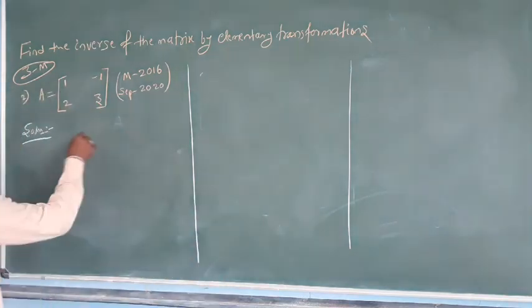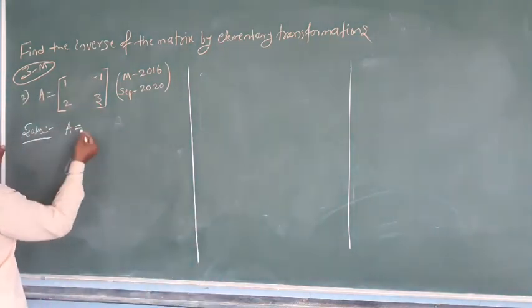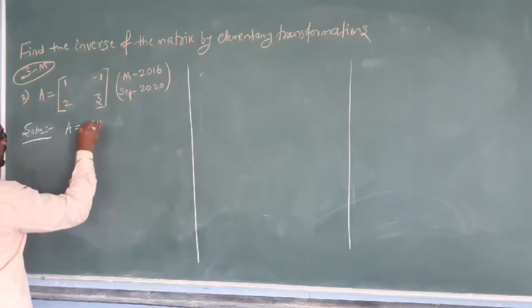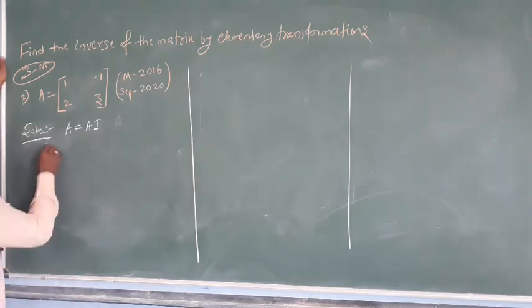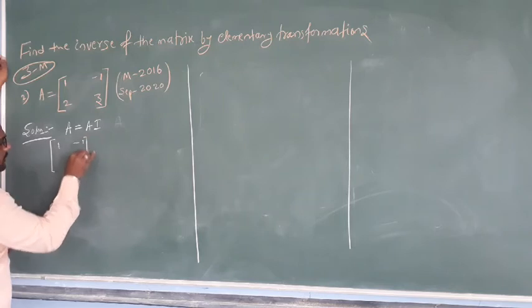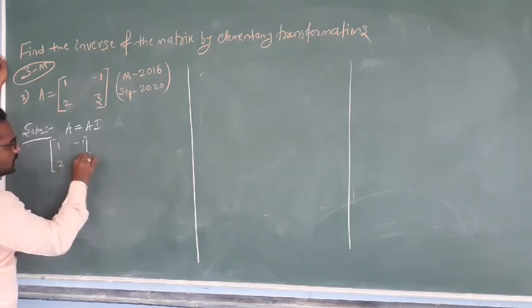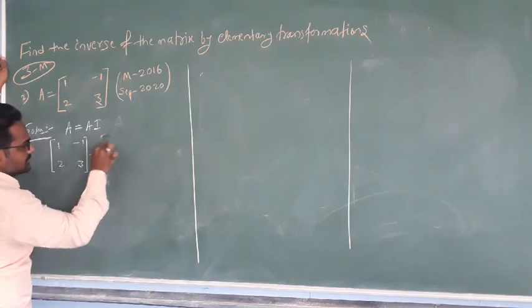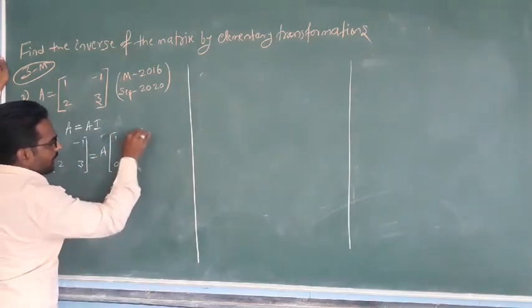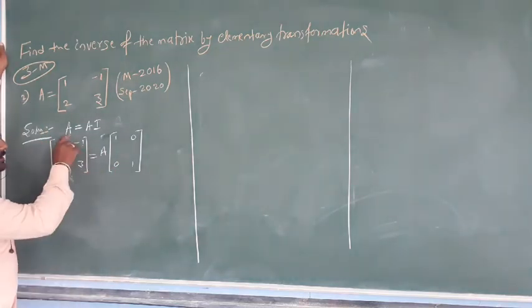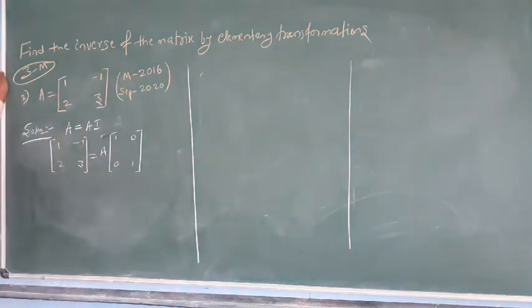So here I will conduct column operations, that is A equals A into I. What is A here, students? That is the given thing, 1 minus 1, 2, 3, equals A into I; write A as it is, don't write the matrix form. So I is 1 0 0 1. Whenever you write A equals AI, you should conduct the column operations. If A equals I into A, you should conduct the row operations.